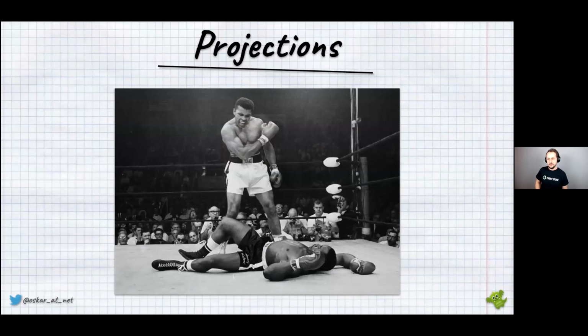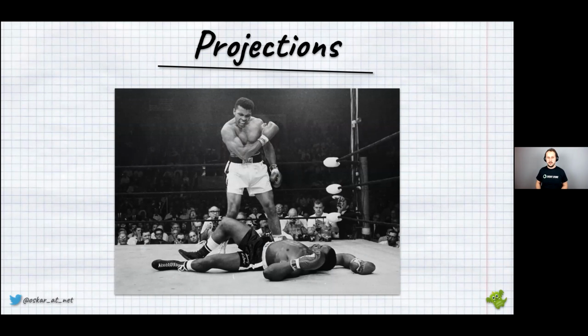So let's go to projections. Let's have a look at this old photo. We can see here Muhammad Ali and Sonny Liston. And why am I showing you such an old photo? It's a good representation of what a projection is. A projection is just a different interpretation of a certain set of facts.